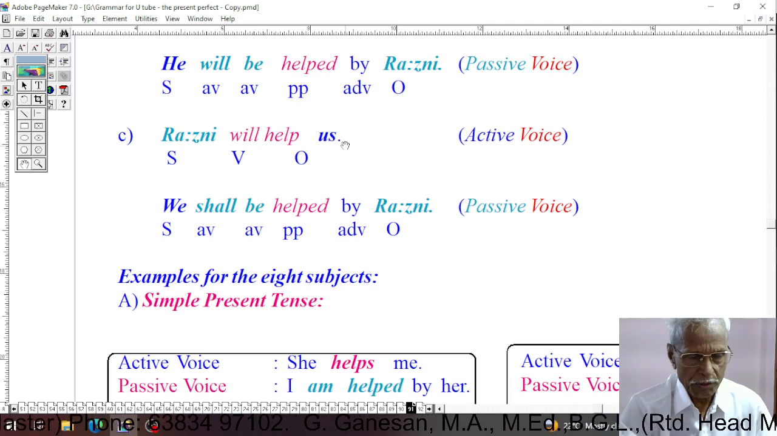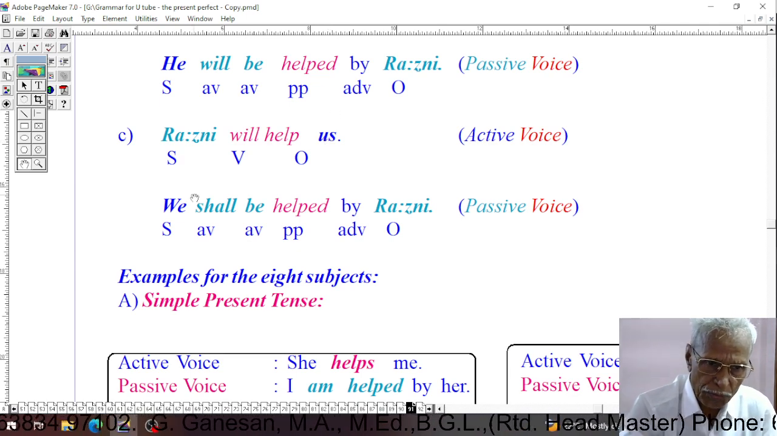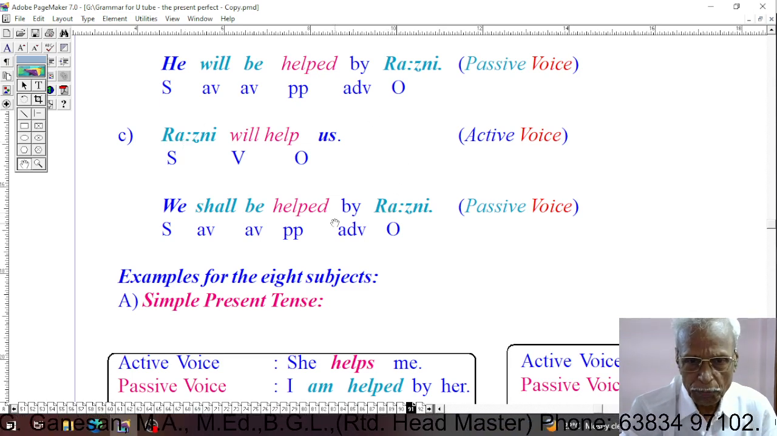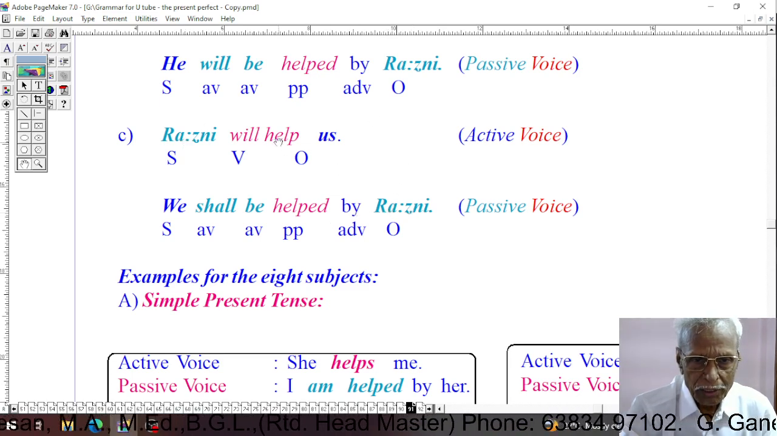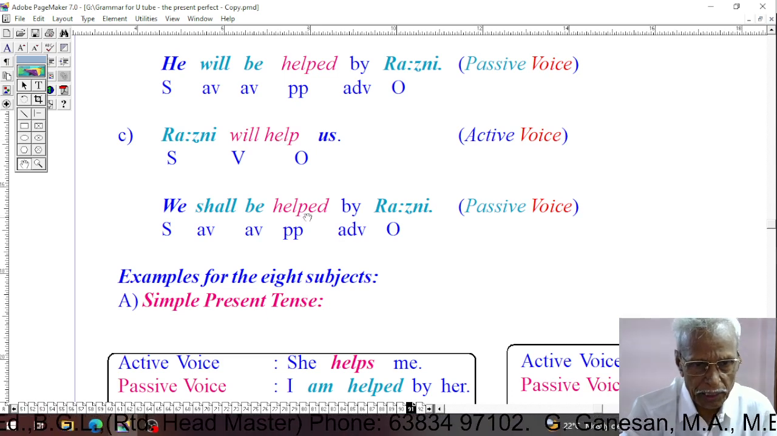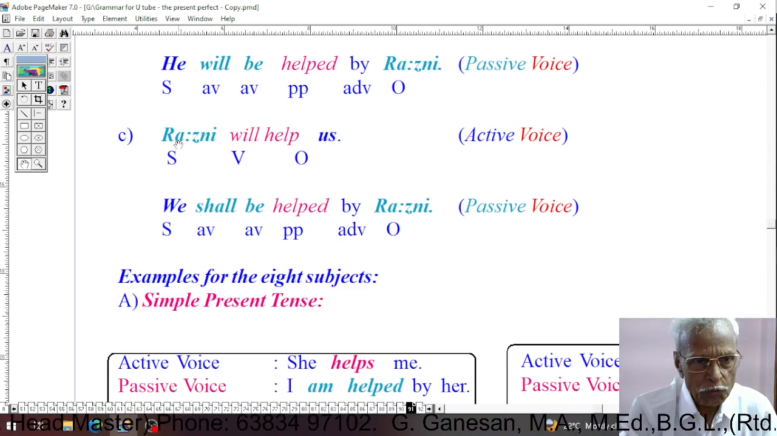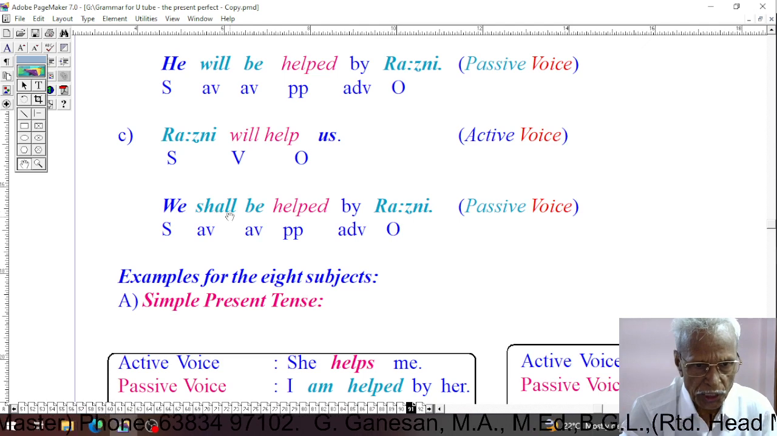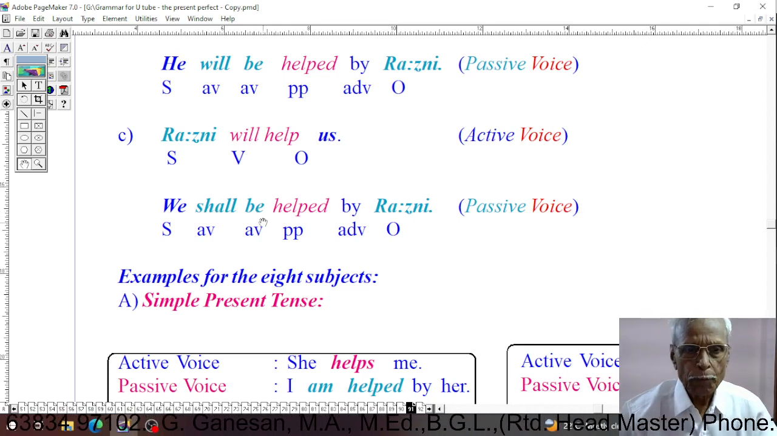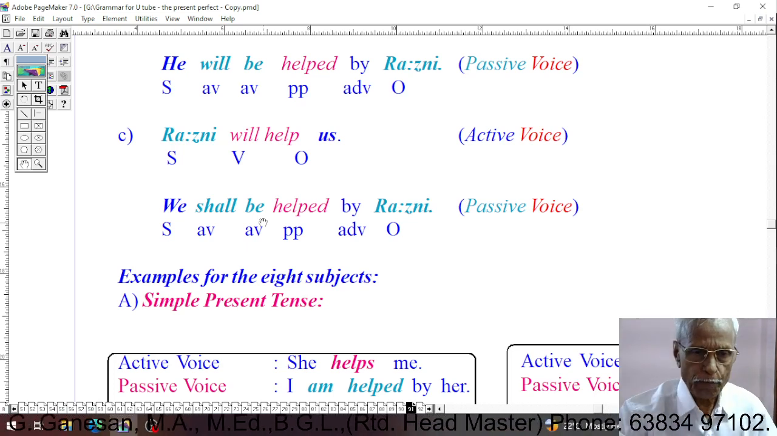Then the third. Ronnie will help us. As the object is changed into subject we, then Ronnie, subject, is changed into object, by Ronnie. Then the present finite verb help is changed into past participle helped. Then will is changed into shall, because from third person to first person it is shall. Then be is placed in between them. That's all. So Ronnie will help us, active voice. We shall be helped by Ronnie, passive voice.